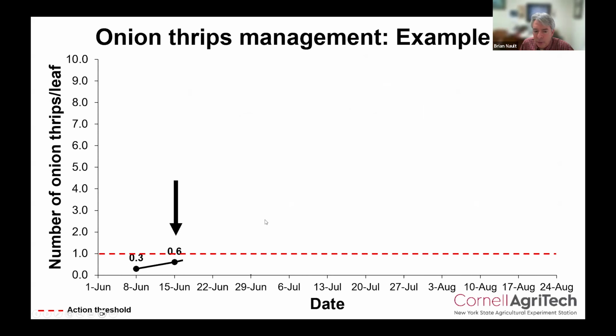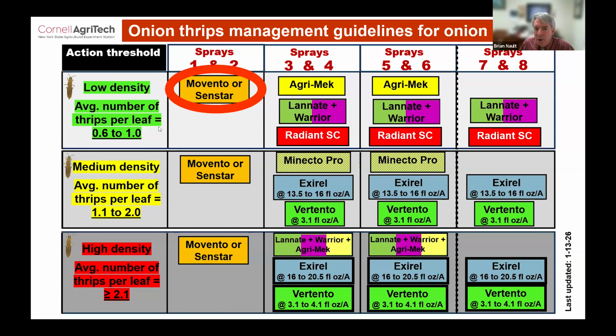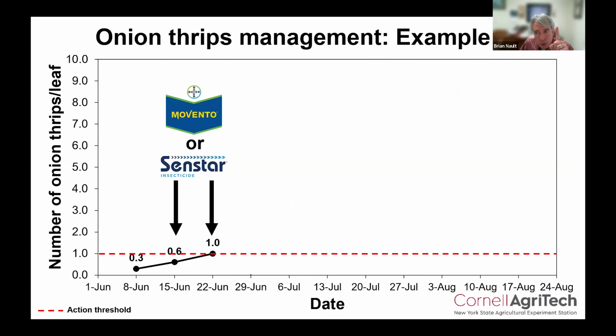What are we going to pull the trigger with? Obviously, Movento or Senstar. Okay, 2 applications. Don't use 1, use 2. Either 2 Movento or Senstar and then a Movento. 2 Senstars, it could be a little tricky because if you read the label, it says 14 days in between. But anyway, we need to use a spirotetramat-based product.